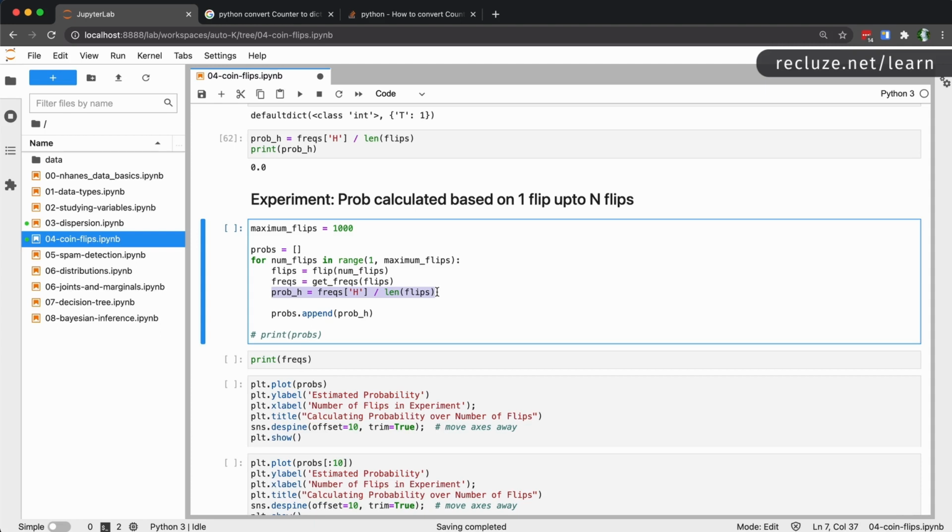So for instance, we are going to calculate what the frequency of H is if we run an experiment in which we have 200 flips. Then for 201 flips, a separate probability is going to be calculated. So what we're doing is we are running 1,000 experiments, starting with the smallest experiments, going all the way up to a very large experiment of 1,000 flips, right?